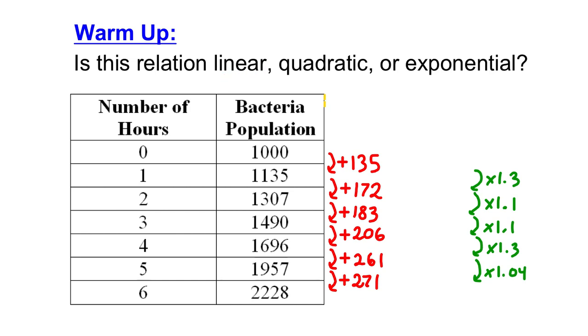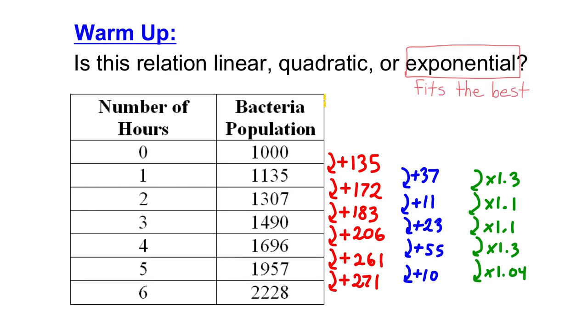If I had to pick between these three, I would have to pick exponential because the numbers are a lot closer than they are for the first differences or the second differences. So I'm going to say an exponential model fits this data the best. Better than linear, better than quadratic, even though it's not fitting the data perfectly because my ratios aren't all constant perfectly, but they're pretty close. This is going to be the best model.